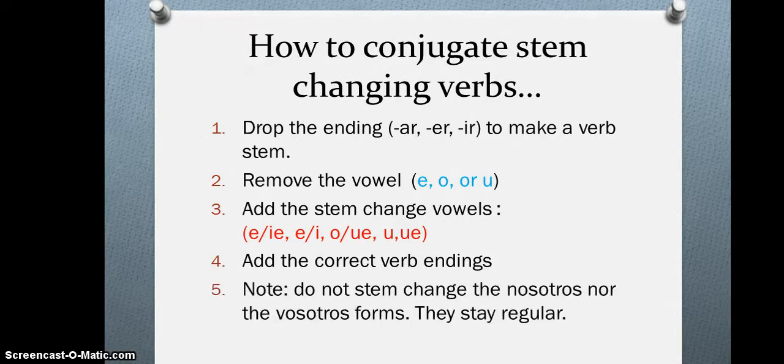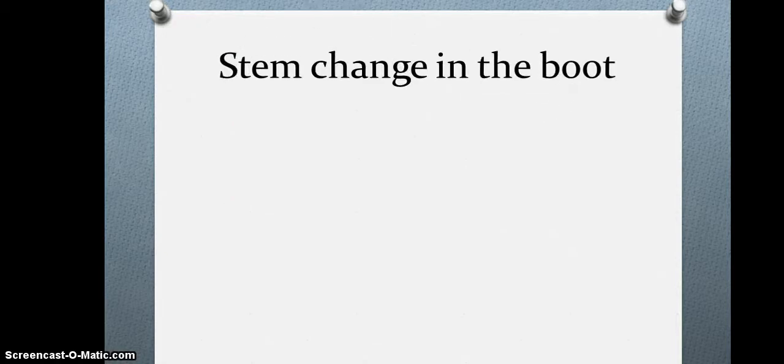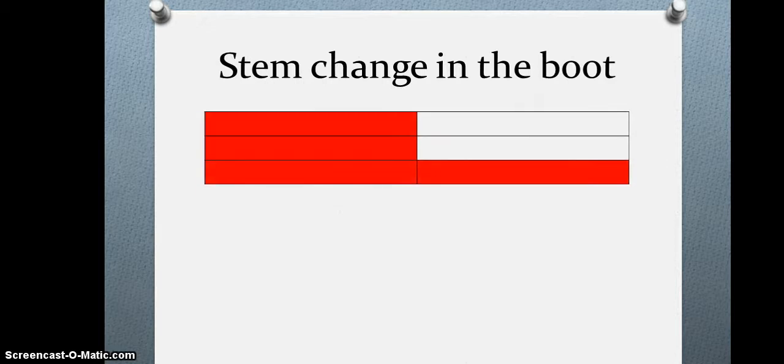And remember, we do not stem change the nosotros nor the vosotros forms. They stay regular. So what we have then is a boot when you look at the basic verb chart. You'll see the nosotros and vosotros were left white, and then the rest of it in red is shaped like a boot. If you can remember the boot visual, that will help remind you where you're actually going to make the stem change take place.